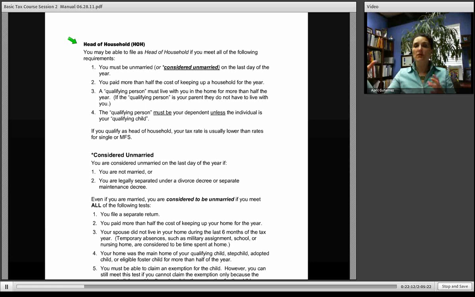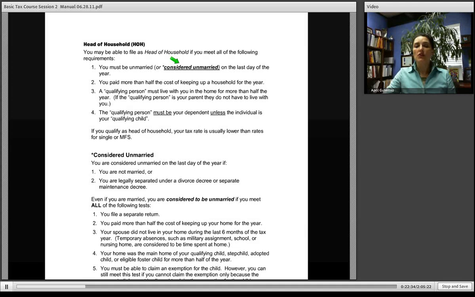And your employer may consider you to be the head of the household as the chief wage earner for the family. However, for tax purposes, there is a very specific definition to head of household, and that's what we're getting into right here. So head of household. You may be able to file as head of household if you meet all of the following requirements.